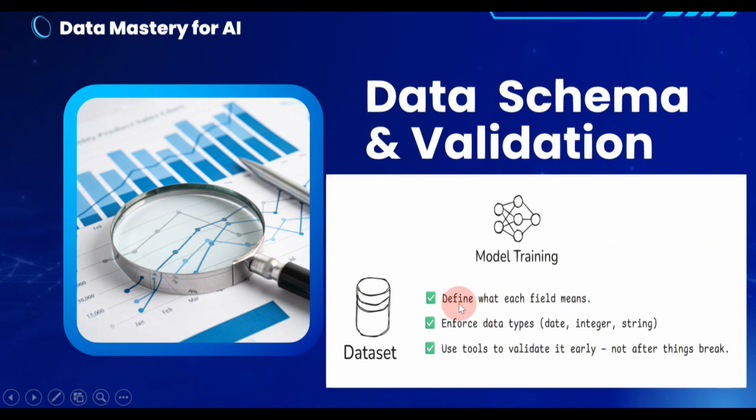These three pillars are: define what each field means, enforce data types like date, integer, string, and use tools to validate early, not after things break. If we consider all these three factors, then we will have a proper, accurate dataset, and after that when we train the model, the accuracy will be higher.